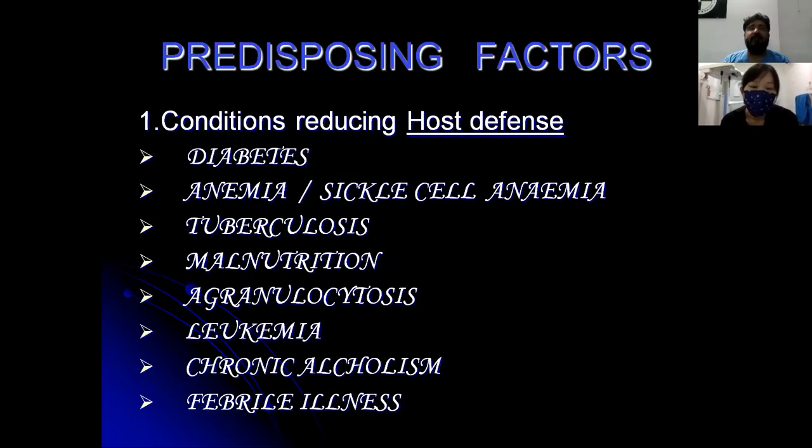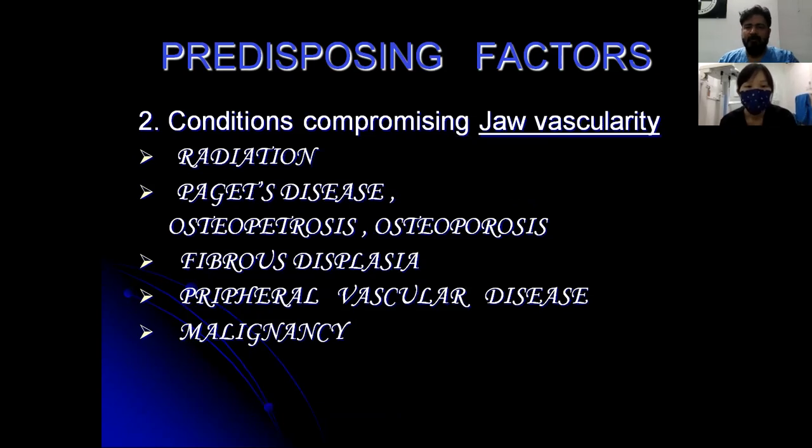Now, what are the predisposing factors for osteomyelitis? The conditions reducing the host defense. This is the major factor in the case of COVID also. Host defense is reduced in diabetes, anemia, sickle cell anemia, tuberculosis, malnutrition, agranulocytosis, leukemia, chronic alcoholism, and febrile illness. The conditions compromising jaw vascularity are radiation, Paget's disease, osteoporosis, osteopetrosis, fibrous dysplasia, peripheral vascular disease, and malignancy.